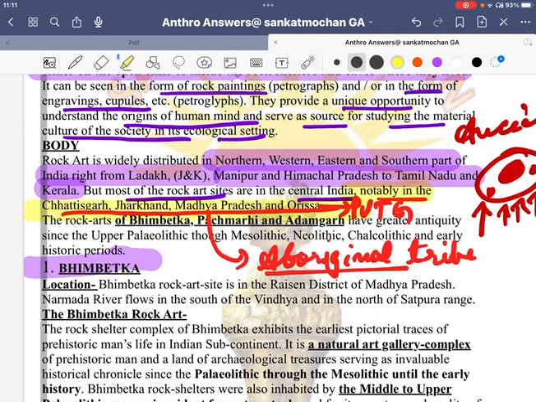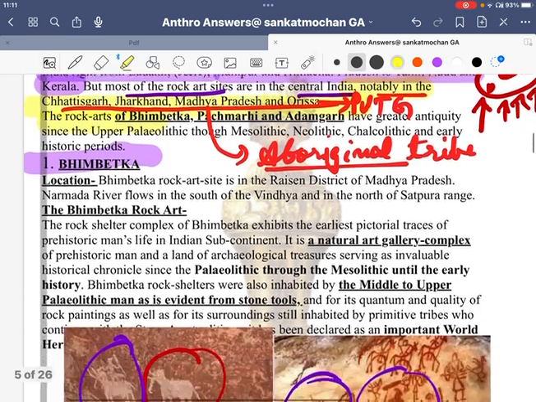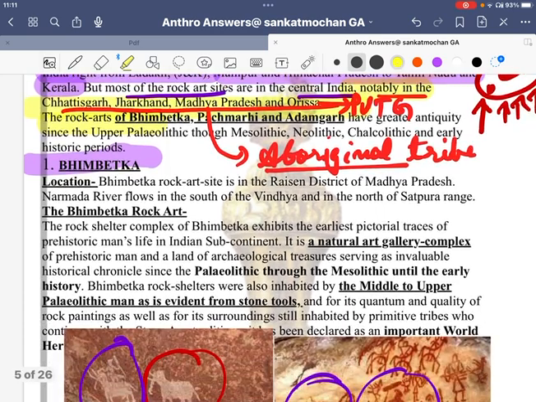If you are not going to answer it, it's your fault, because when you search about it, you will come to know about various other information. That is the homework of today. Let's move forward. Bhimbetka. What is the location of Bhimbetka? As you know, Raisen district of Madhya Pradesh.